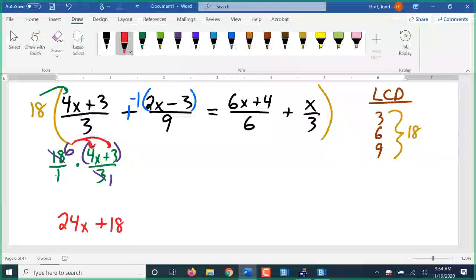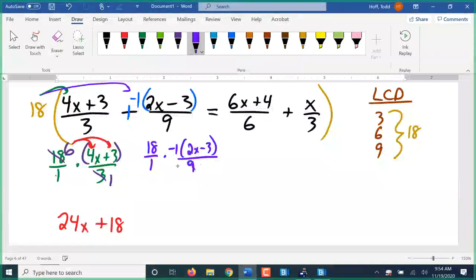This next one's going to be a bit trickier. We have 18 times the negative 1 times the 2x minus 3 over 9. Well, let's still cross-cancel the 18 and the 9. Both of them divide by 9. 9 divided by 9 is 1. 18 divided by 9 is 2.